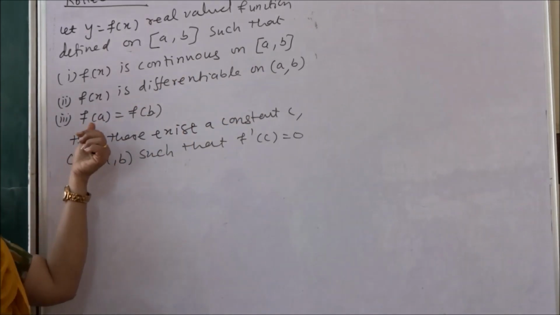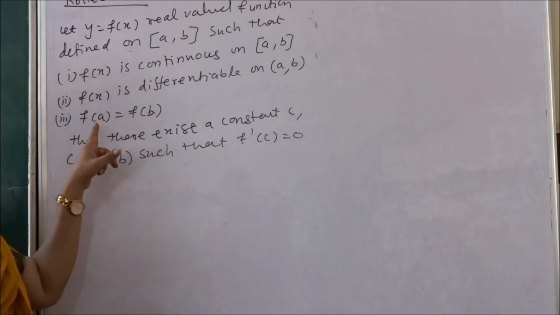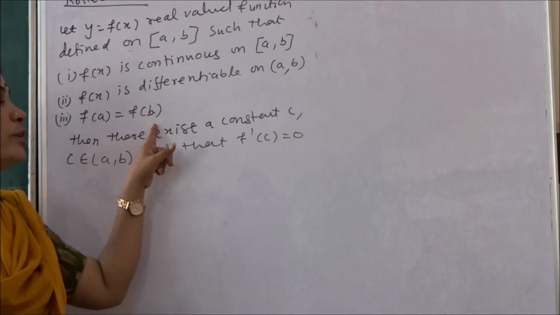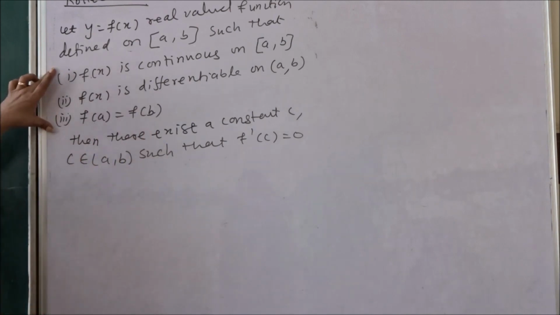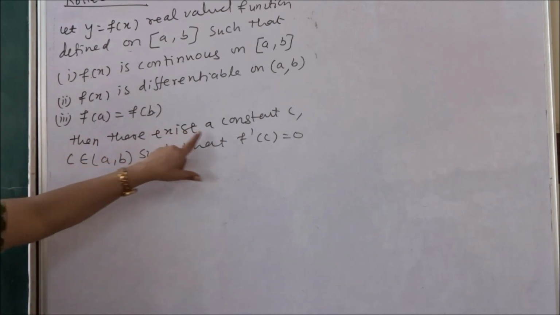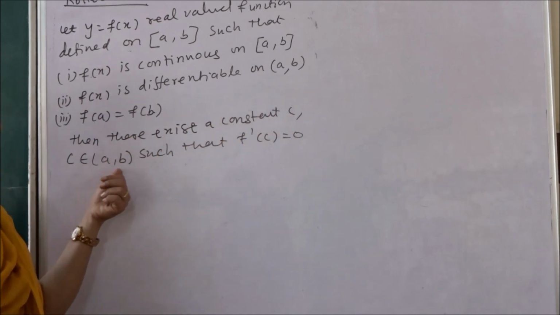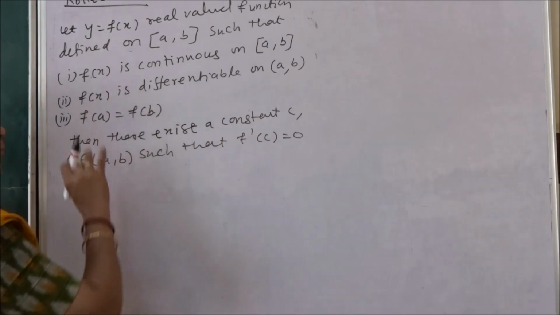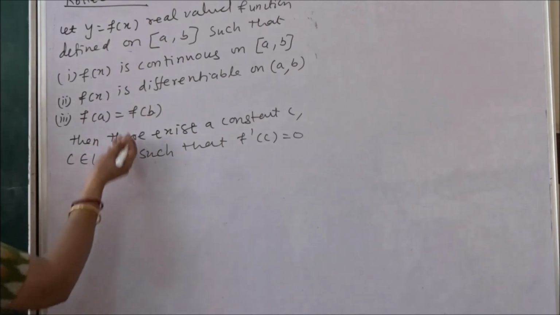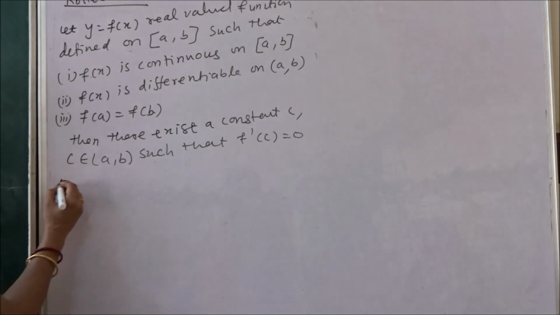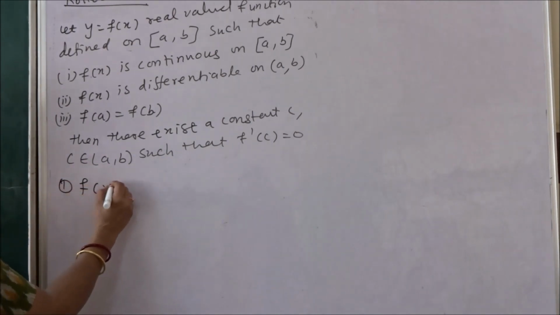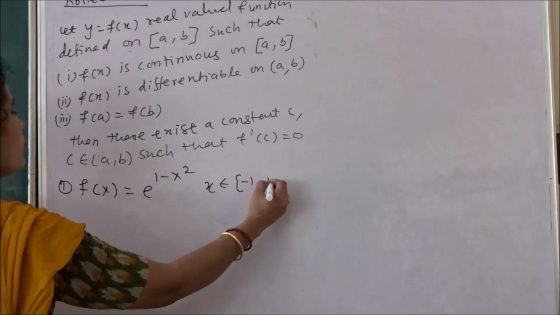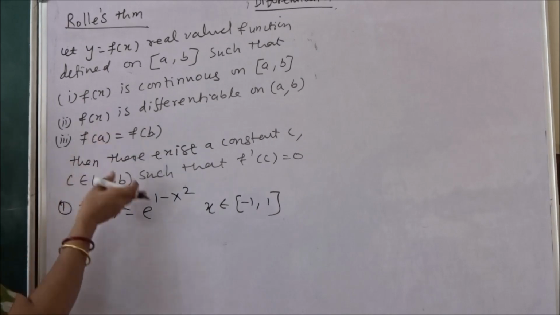Now the third point: f of a equal to f of b. That means instead of x you keep a, and instead of x you keep b, so f of a equal to f of b. If these three conditions are satisfied, then there exists a constant c belonging to the open interval a b such that f dash of c equal to 0. That is Rolle's theorem. Now how do we apply this theorem in a question? Take example one: f of x equal to e power 1 minus x square, where x belongs to the closed interval minus 1 to 1. I am going to verify Rolle's theorem here.